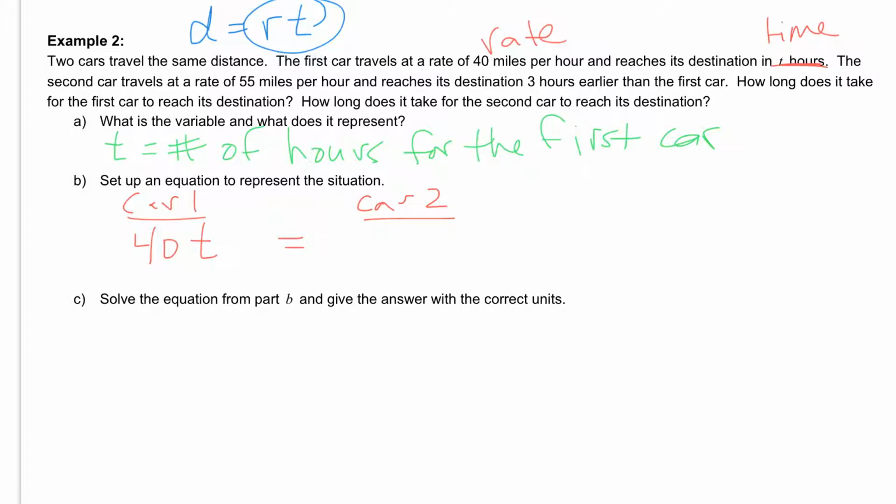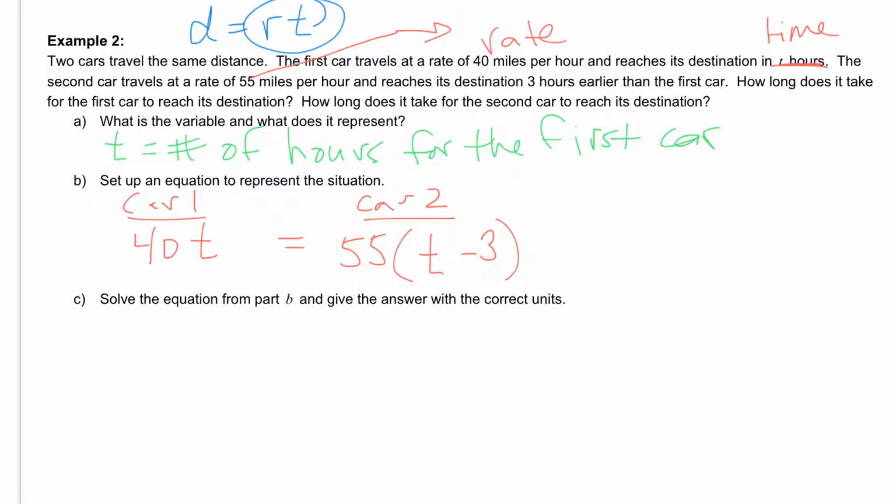In car 2, it says the car travels at a rate of 55 miles per hour. So this 55 is our rate. And it reaches its destination 3 hours earlier than the first car, so that's going to be our time. We know the rate is 55, and then we have to multiply that by the time it takes. Our variable is in terms of the first car, and if the second car is 3 hours earlier, we take the first car's time and subtract 3 from it. We want to make sure we have the same variable here and here.